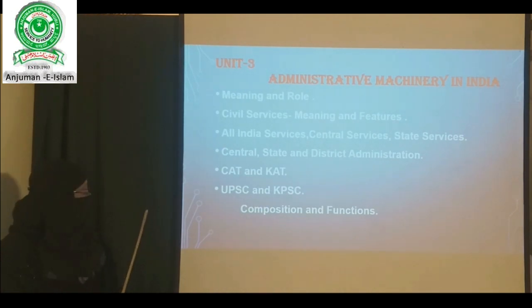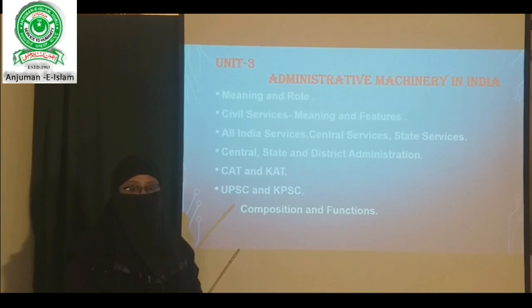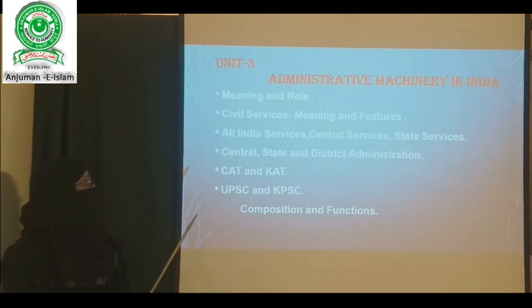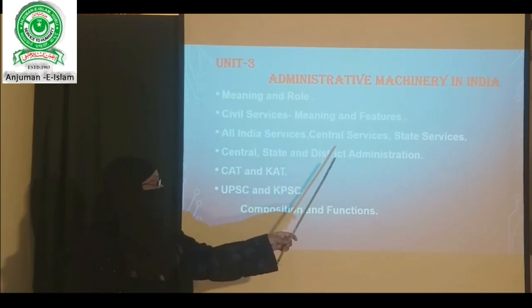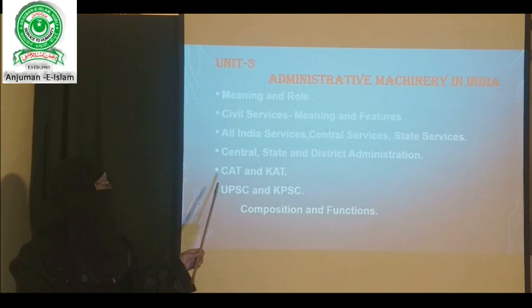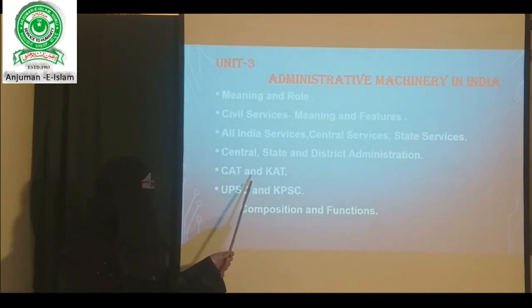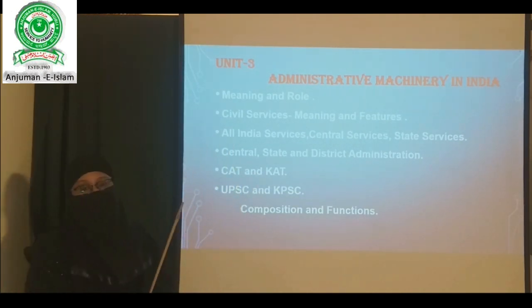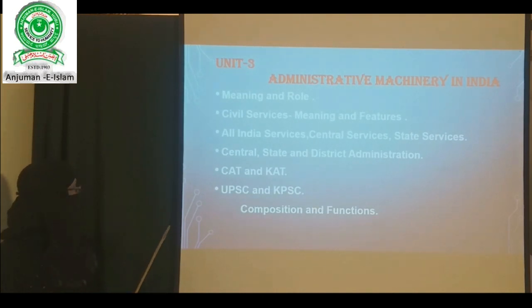If there is a dispute of any kind related to the services of these people, that is, the people who are working in all India services, central services, and state services, such cases will be dealt with by these tribunals, which are called the Central Administrative Tribunal, and here in Karnataka we call it the Karnataka Administrative Tribunal.